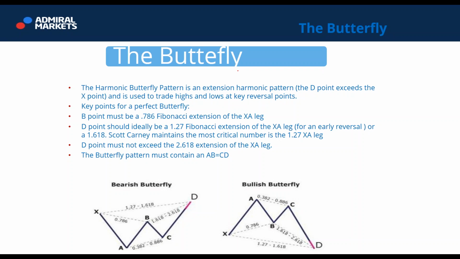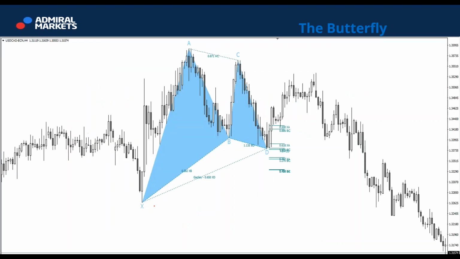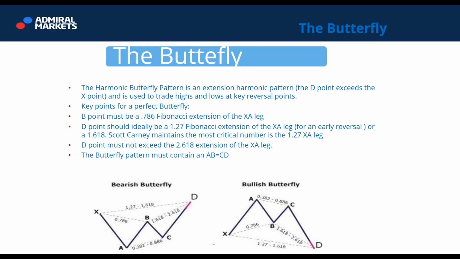The key points for a perfect butterfly are: B point must be 0.786 Fibonacci extension of the XA leg. Well guys, sometimes you don't need to have the XA leg or XD leg that perfect. Sometimes you will see these ratios very close, but this is what is most important for me. The butterfly must contain an ABCD. If it does not contain ABCD, it's not a valid butterfly pattern. So you really need to watch if those ratios are respected.